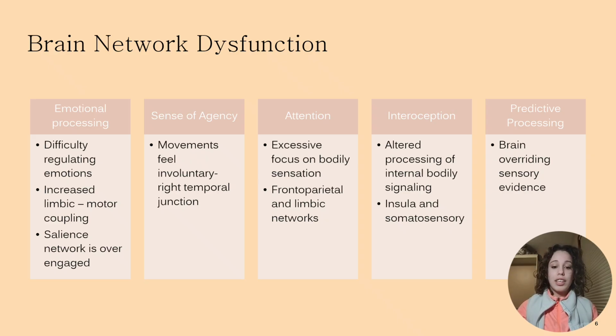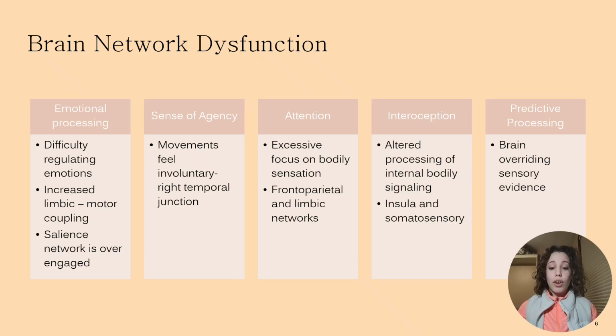Secondly, we have sense of agency. This contributes to movements that feel involuntary despite intact motor pathways. Unlike people with a spinal cord injury, the upper motor and lower motor neurons are intact, so they are fully functioning. Third, we have attention. Abnormalities in attention networks lead to excessive focus on symptoms and difficulty shifting attention away from bodily sensations.